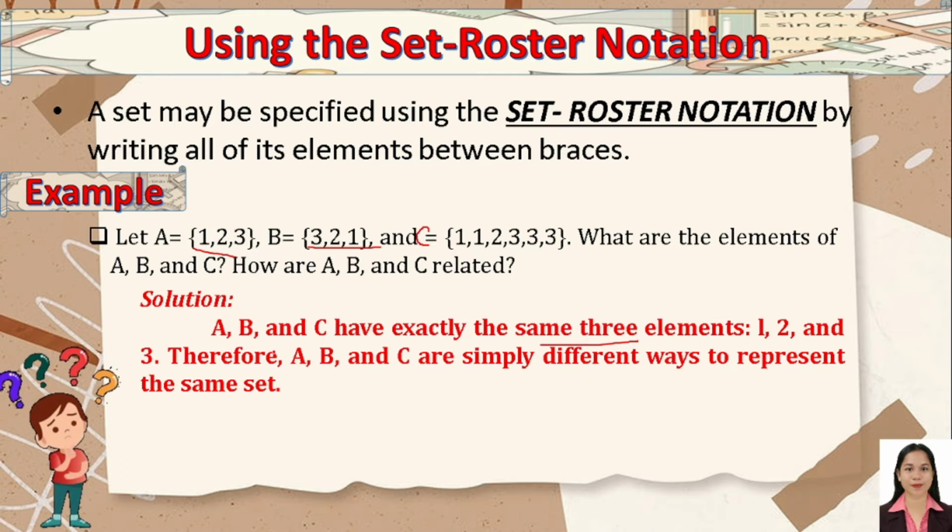Okay, so yung A, B, and C have exactly the same three elements. We have 1, 2, and 3. So therefore, A, B, and C are simply different ways to represent the same set. Okay, so iba-iba lang sila ng pagkakasulat pero pare-parehas lang ang kanilang elements. So ibig sabihin, kahit na maulit to ng ilang beses, we count this as 1. And then we have 2, then, di ba tatlong 3 to? So we count this as 1 element. So 3 lang yan. Okay?